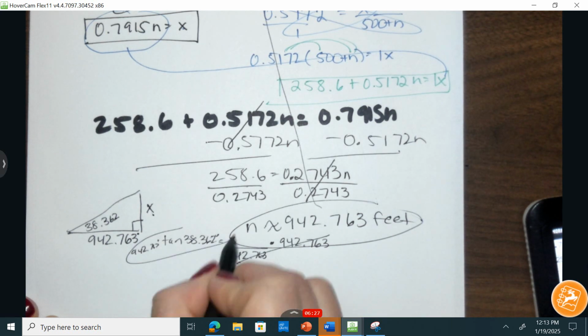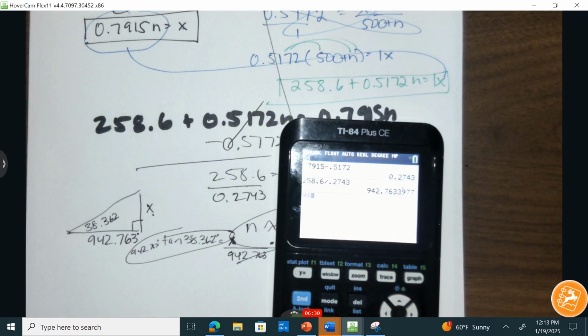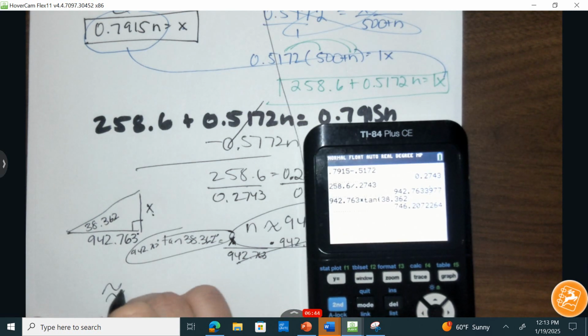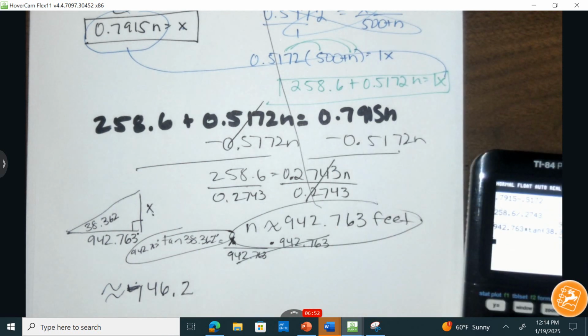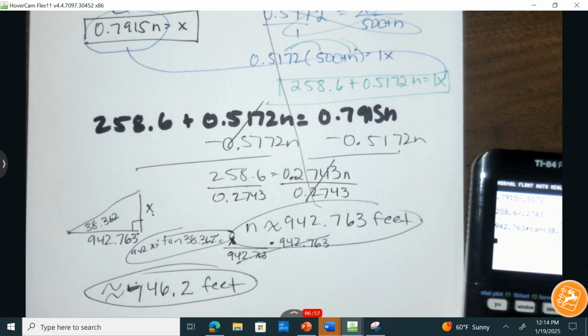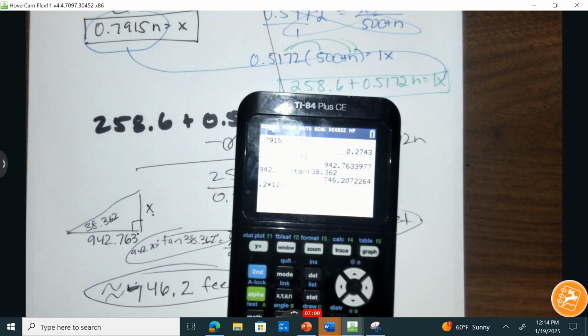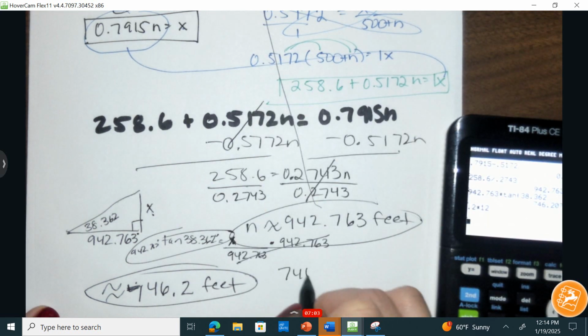Okay, x is now by itself, and I can plug this into the calculator. 942.763 times the tangent, make sure you are in degrees, tangent of 38.362, and this will represent the height of the bridge. So the height of the bridge is 746 feet, 0.2. Let's put that into more precise terms. If you only had to write in terms of feet, that would be good, but I'm going to take 0.2. I know there are 12 inches in 1 foot, so this is approximately 746 feet and 2.4 inches.